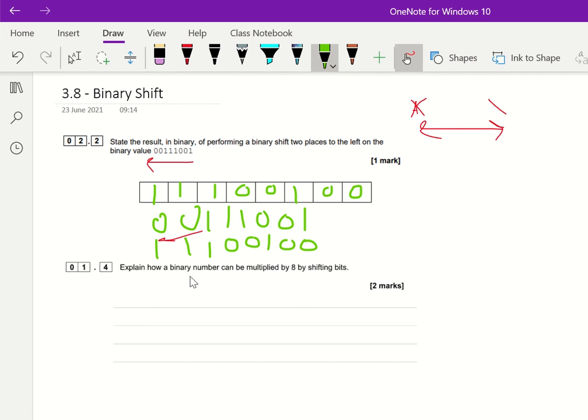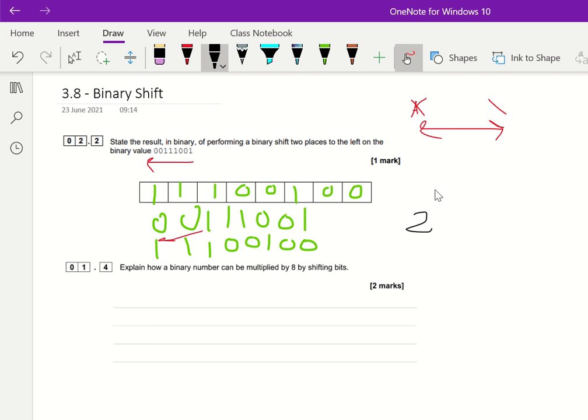The second question: explain how a binary number can be multiplied by 8 by shifting bits, okay? To answer this question, you need to understand how binary shift actually works. If you're multiplying, we use the method of 2 to the power of, okay? If I did 2 to the power of 1, so shifting it by 1 position to the left, I'd be multiplying by 2, okay? So one shift to the left. It's a really bad 2 there, I apologise. I'm just going to redraw that 2 again, bear with me.